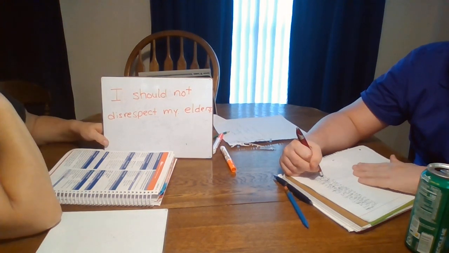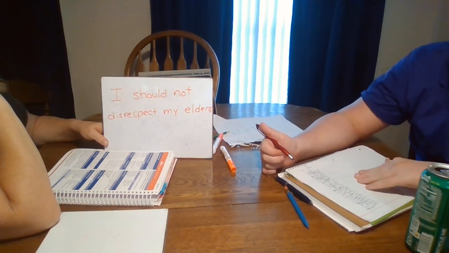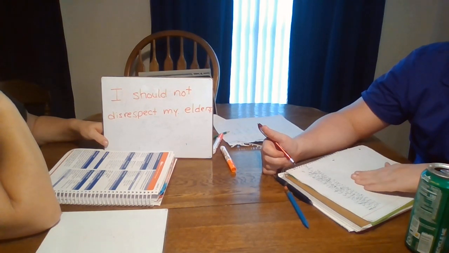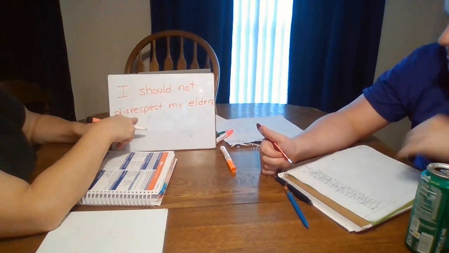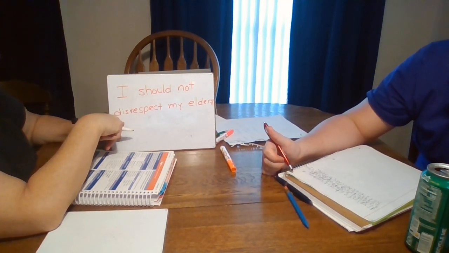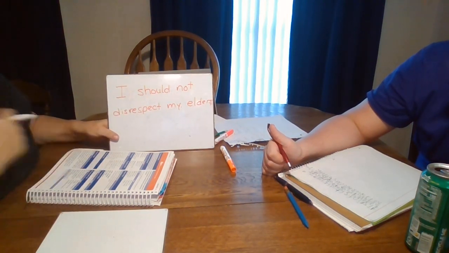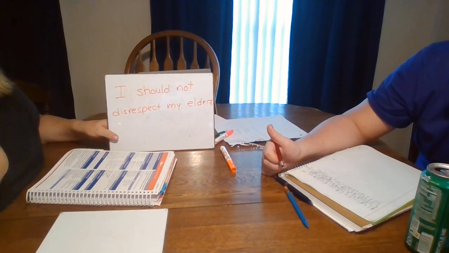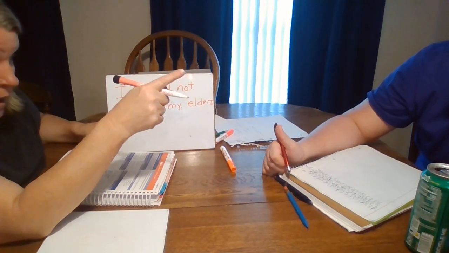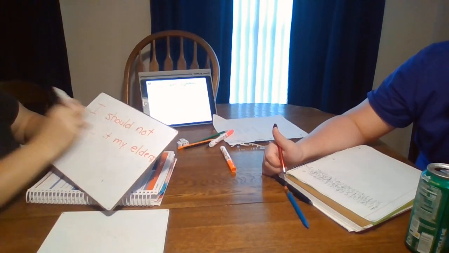What does it say? I should not disagree my elders. No, that's not what it says. One more time, please. I should not disrespect my elders. Remember, respect is to treat somebody nicely and kindly. So if you disrespect them, that means you're not treating them nicely. Okay? An elder is somebody that's older than you. So this sentence is saying you should not be mean to me. Got it? All right.